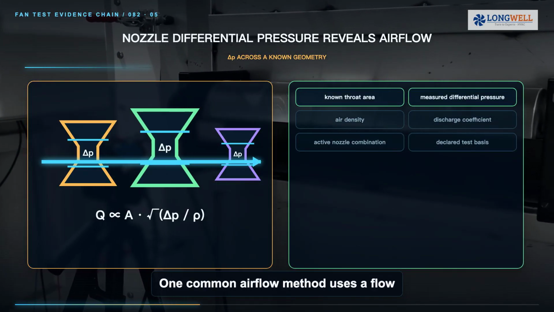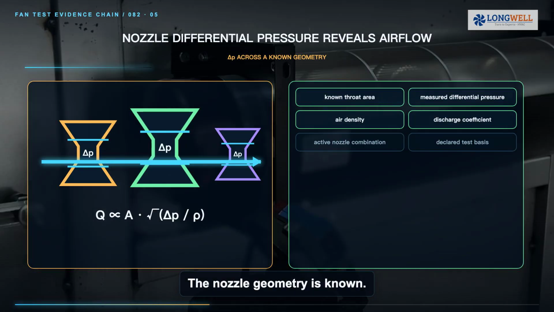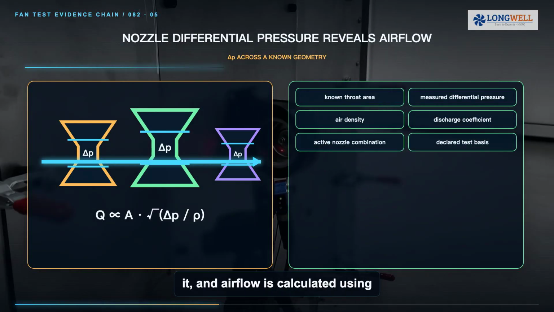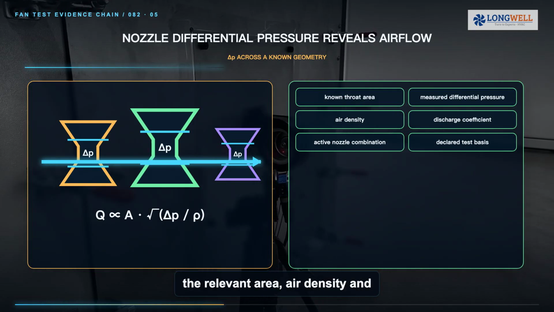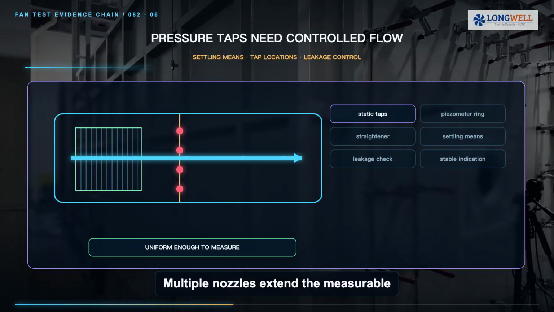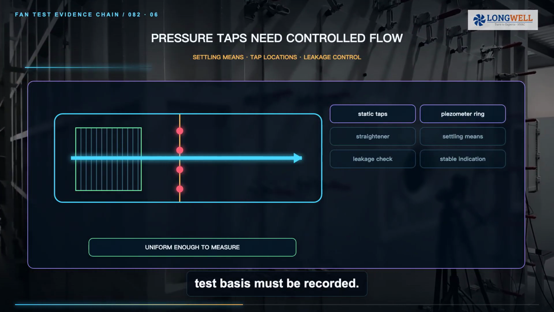One common airflow method uses a flow nozzle or nozzle bank. The nozzle geometry is known. Differential pressure is measured across it, and airflow is calculated using the relevant area, air density, and coefficient. Multiple nozzles extend the measurable range, but the active combination and test basis must be recorded.